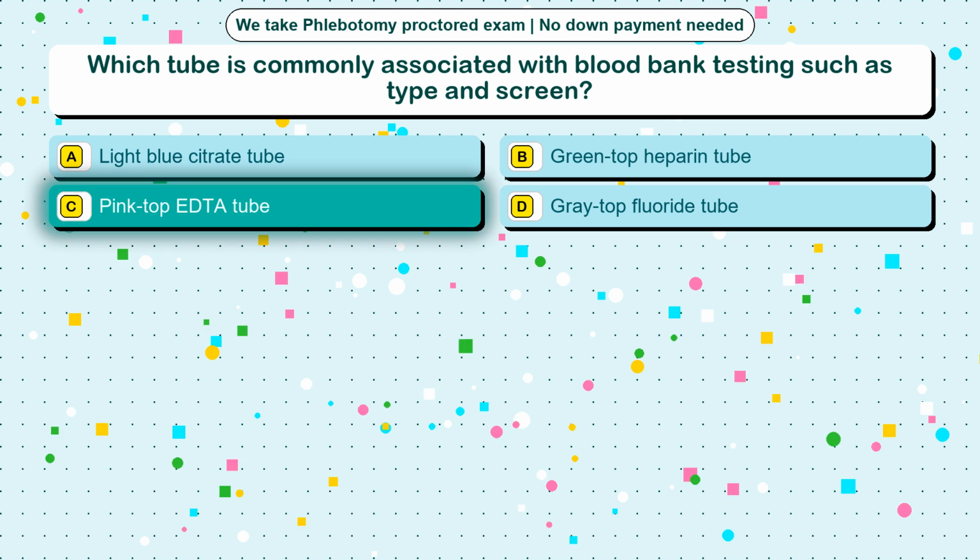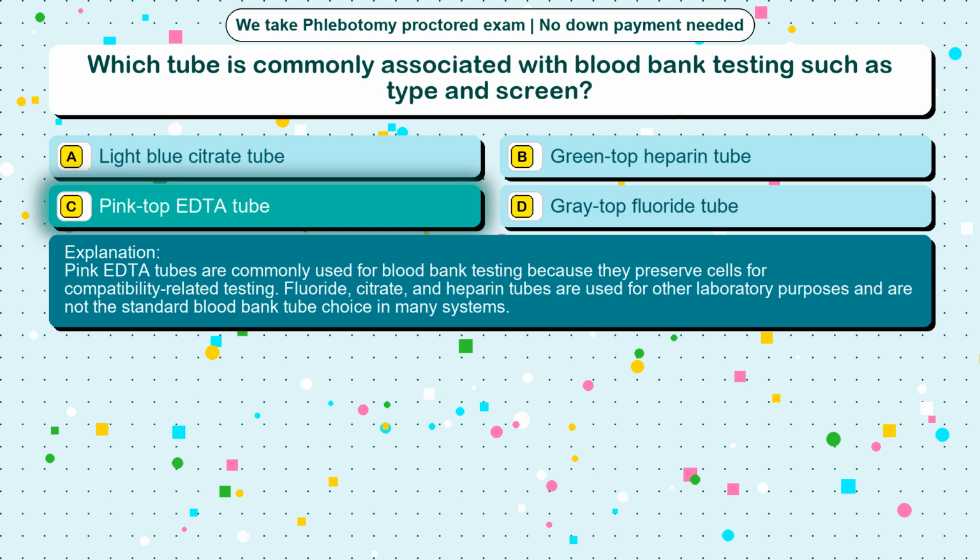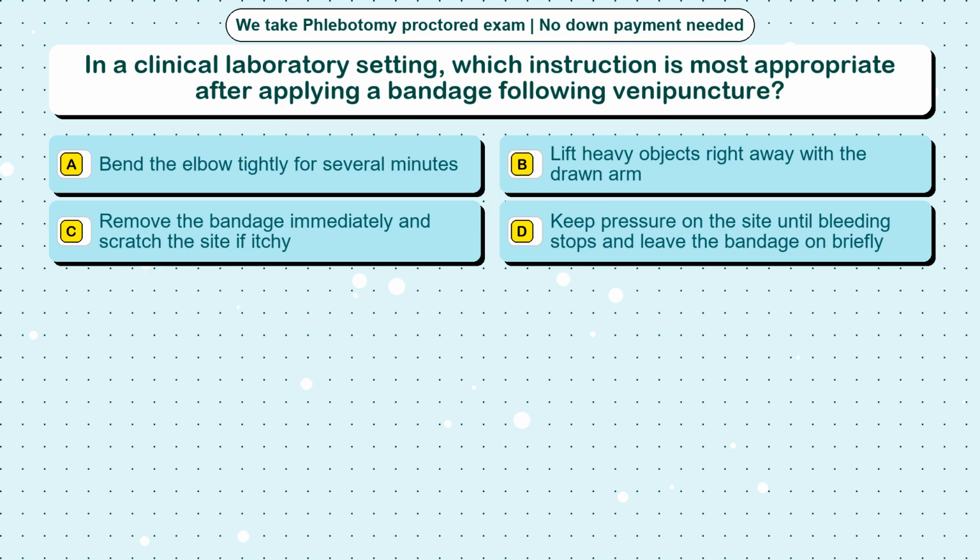The correct answer is option C, pink top EDTA tube. Pink EDTA tubes are commonly used for blood bank testing because they preserve cells for compatibility-related testing. Fluoride, citrate, and heparin tubes are used for other laboratory purposes and are not the standard blood bank tube choice in many systems. Question 92.